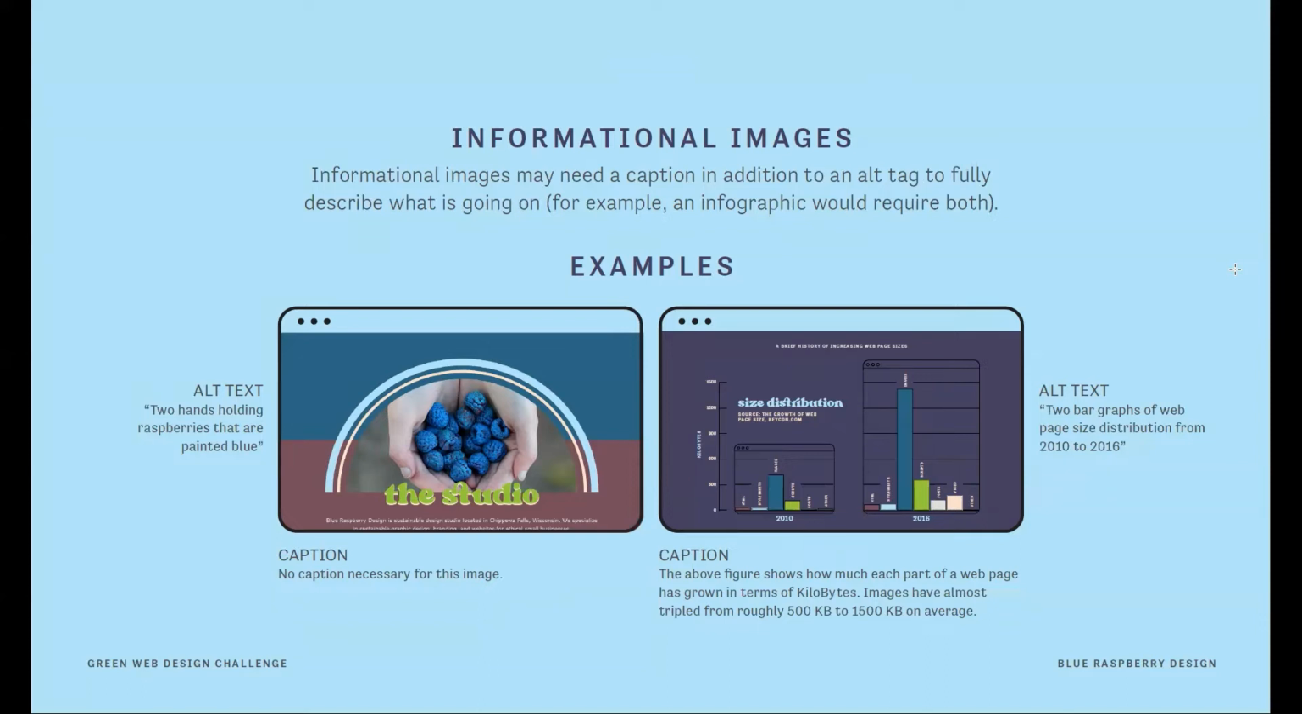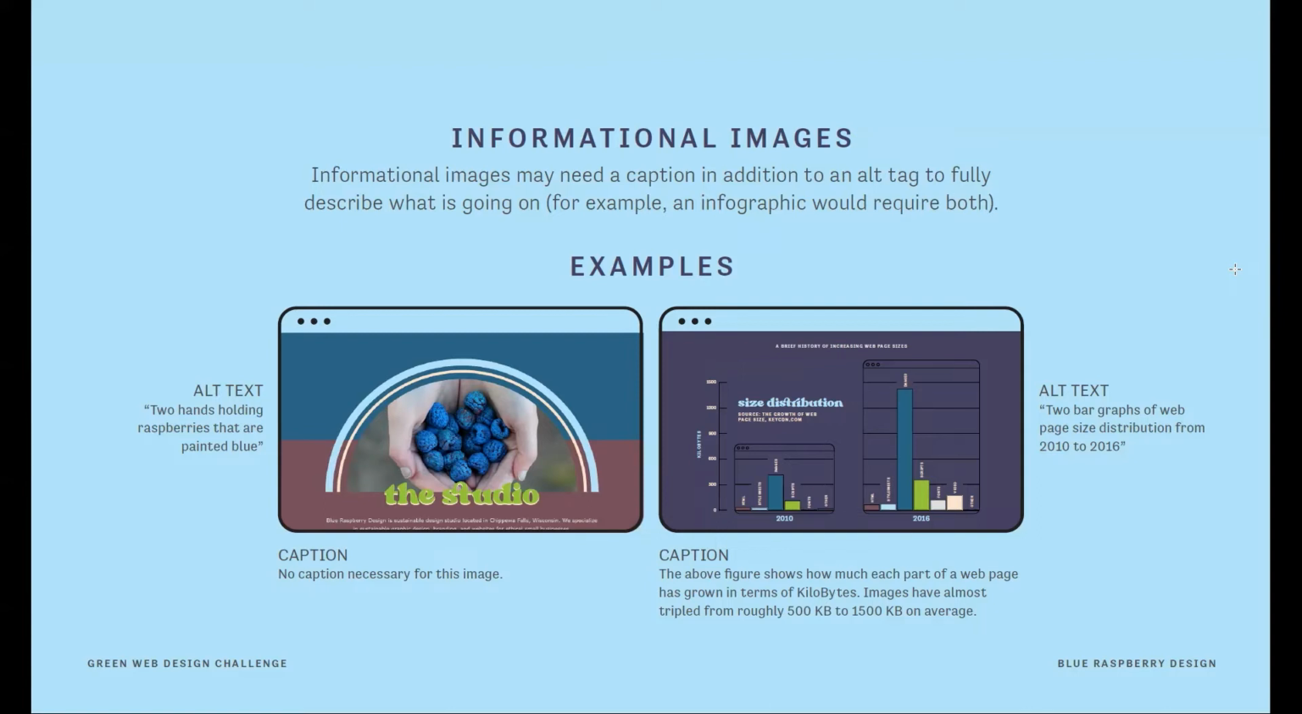We can't just leave out people who have visual impairments. We have to still help them understand the information. So on the left, the alt text here should really just describe the image as best as you can. I have it as two hands holding raspberries that are painted blue. That's what's going on in the image.